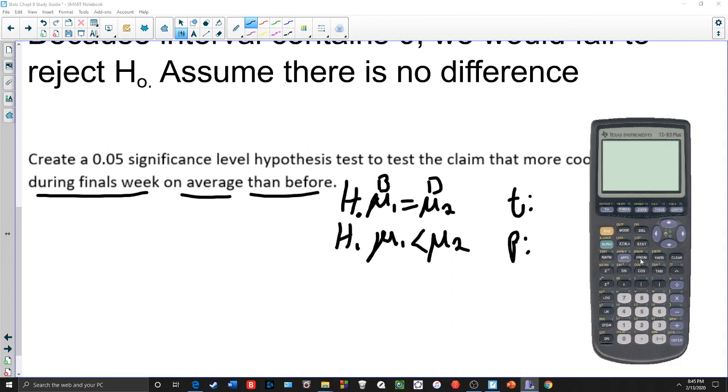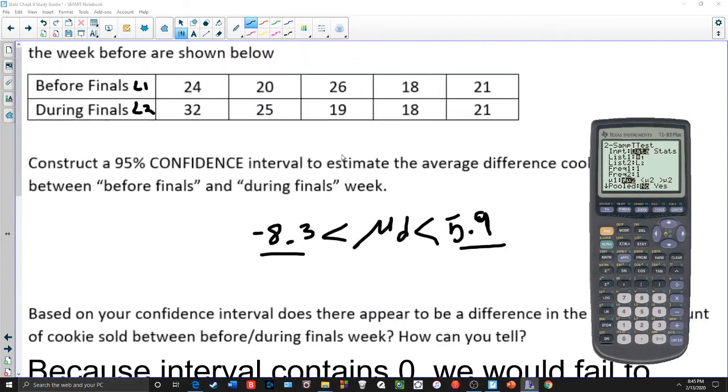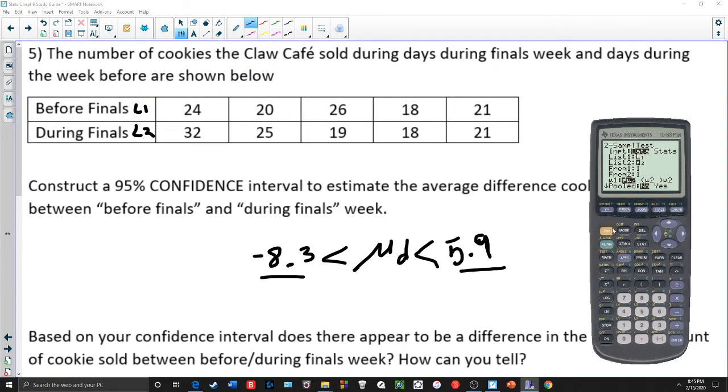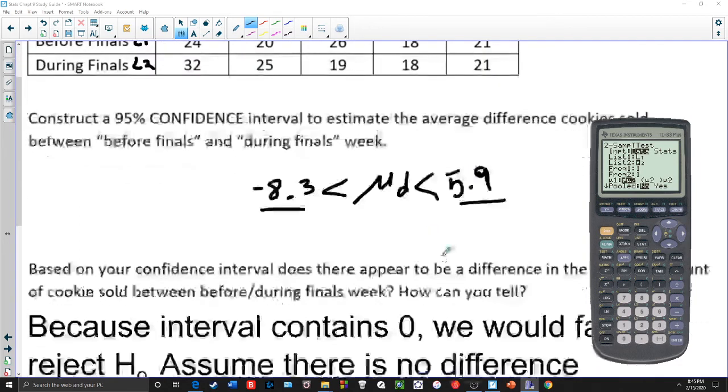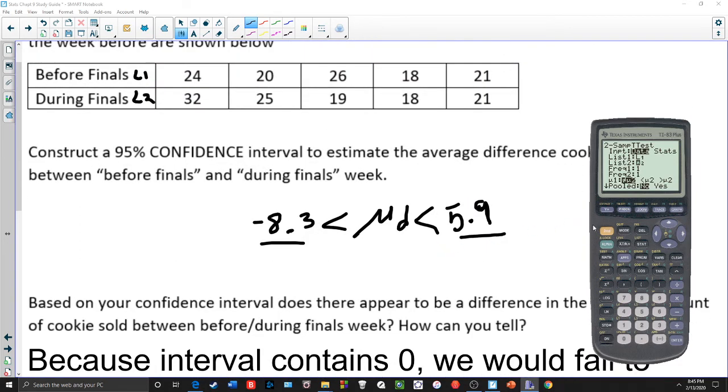Now, we already have our lists made. So when we go to stat, test, and we go to the 2-SampTTest, instead of doing stats, we can just do lists, because list 1 should already contain all my numbers here, and list 2 should already contain all my numbers here. So we can make the calculator, again, do the heavy lifting and figure out what the x-bars and the sigmas are and all that stuff itself. We can just give it the list of numbers. Let me just double check to make sure my lists are still in there. And they are, good. Again, I don't really need L3 right now because I'm not testing the difference anymore. So let's go back there.